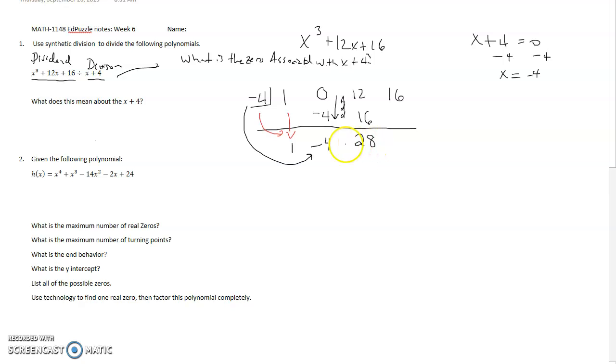And now I'm going to multiply 28 times -4. Finally, I'm going to do 28 times -4, which gives me -112. 16 plus -112 is -96. Okay, this right here we are going to call our remainder.